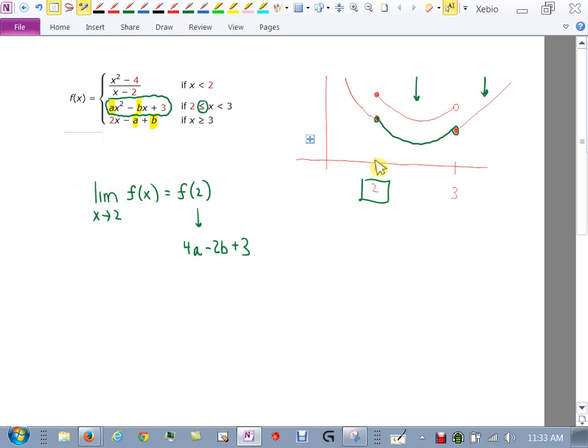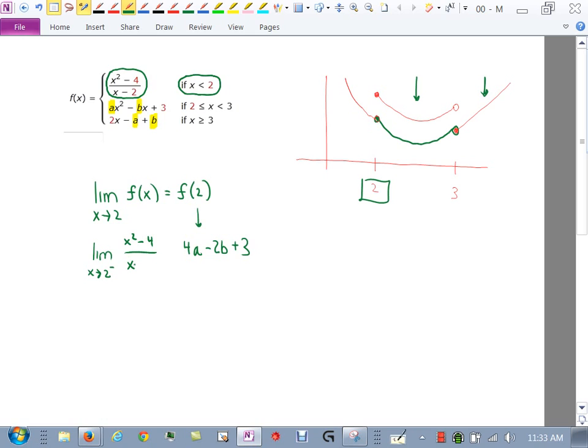Well, again, remember at 2, the parabola is where we're defined, so we need this left side to come into that point. So I need the limit from the left to be equal to this over here. So I'm going to convert this to the limit as x approaches 2 from the left. Now what function do we use if we're coming into 2 from the left? Well, that means x is less than 2 because we're to the left of 2, and therefore we're going to be using this.